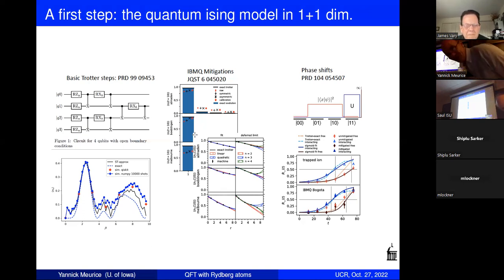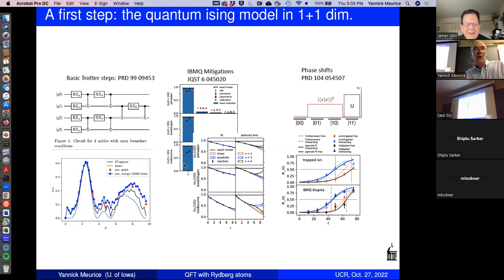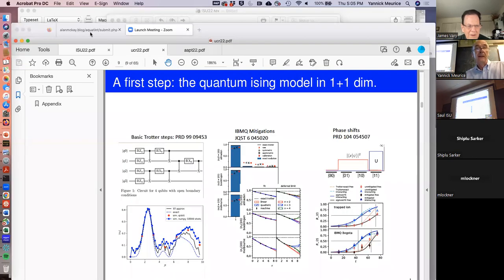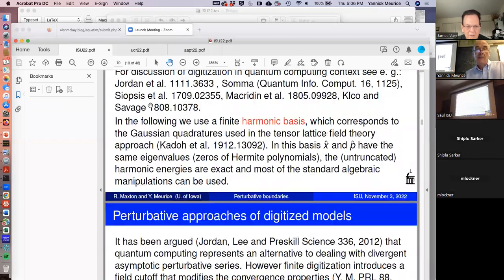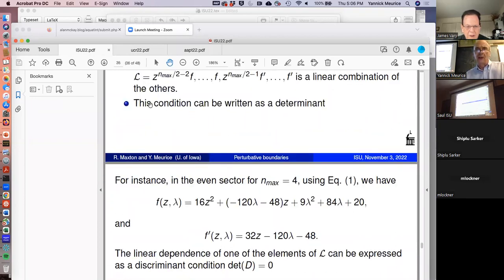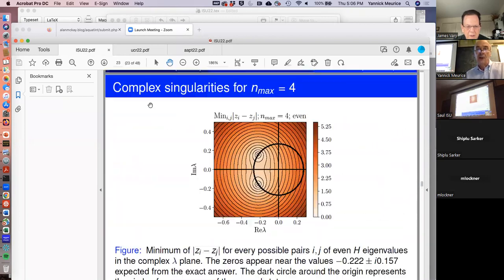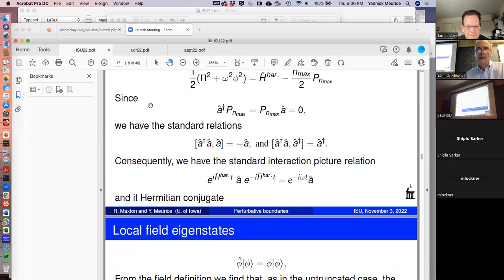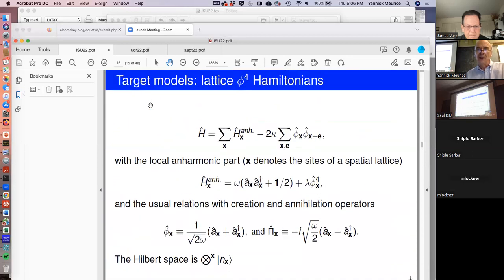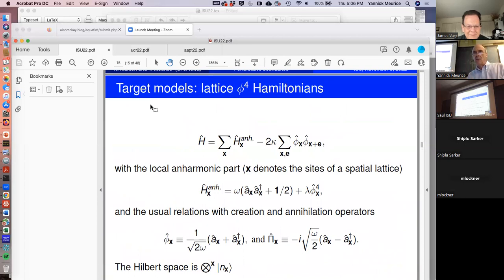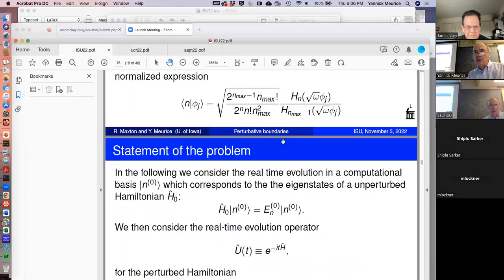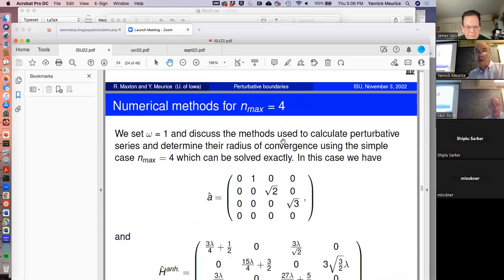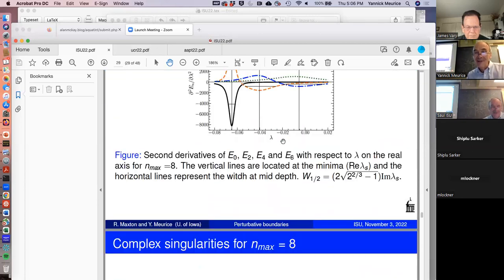Yes, please. Yeah. So we have done calculations where we looked at phi-4 in the Hamiltonian formalism. So the model is here. We have a harmonic oscillator with just a hopping term, and then we have looked at the singularities of the spectrum for 4 sites.